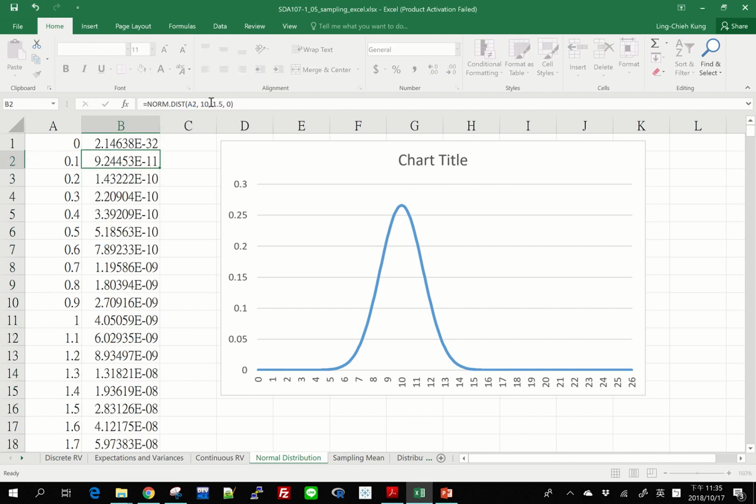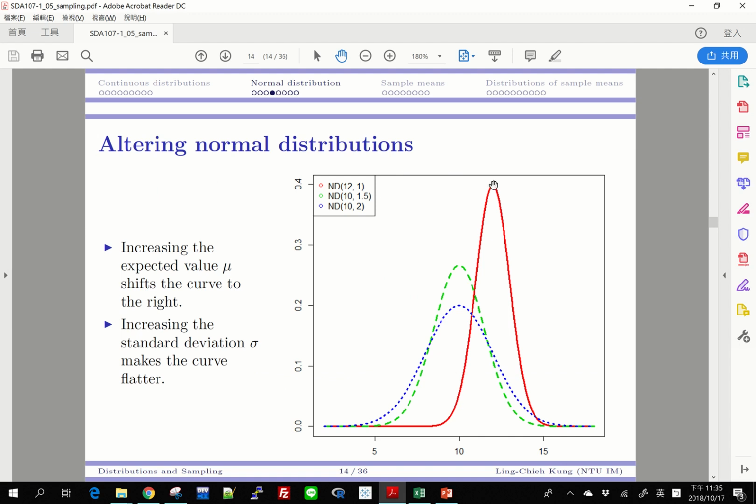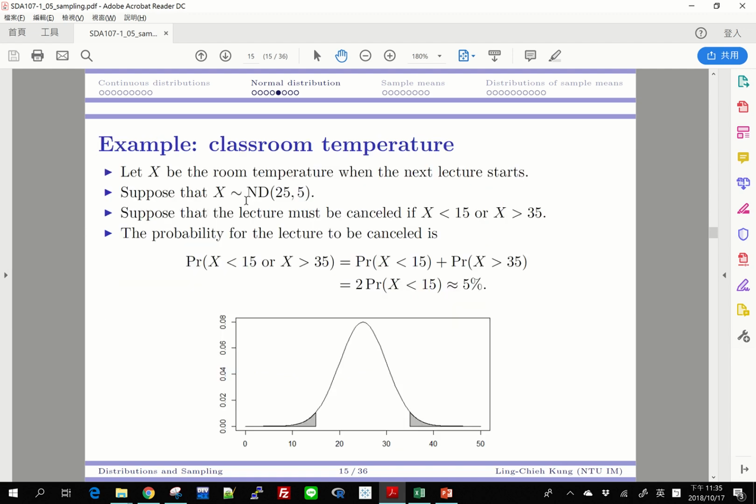12 and 1. We can see that it's going to shift to the right. And the top is about 0.4. Top is about 0.4. Makes sense.